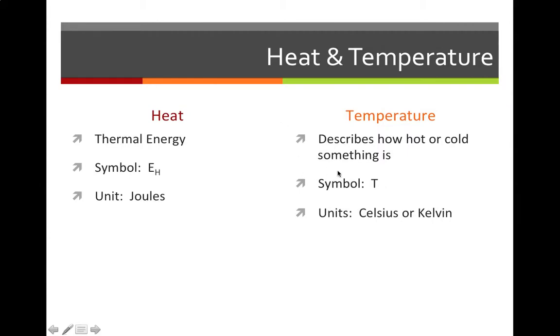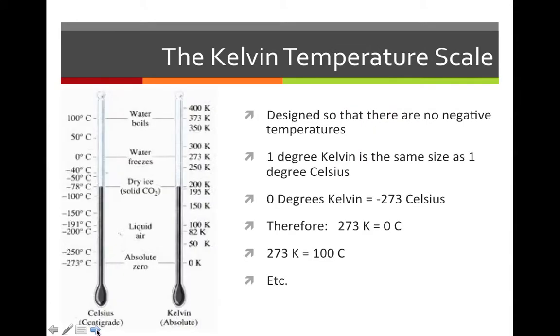Celsius, which we're used to. You've probably also heard Fahrenheit before, but we don't use Fahrenheit in this class. We do use Kelvin. And let me explain what Kelvin is. Kelvin is a temperature scale that's the same size as degrees Celsius, but it's designed so there are no negative numbers. It takes the absolute coldest something can be, which would be -273 Celsius, and we call that absolute zero. That's as cold as something can be, and we call that zero. So you never have a negative number.